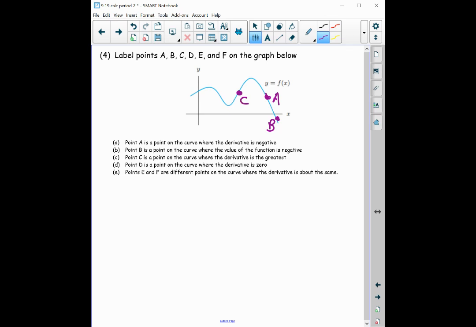Okay, D is where the derivative is 0. That would be anywhere it levels off. I could put D here, here, or here. And then E and F, where the derivatives are about the same. You could be slick and just call this E and F. I could also do here and here. Anywhere where I think the tangent lines would be parallel would be derivatives being the same.